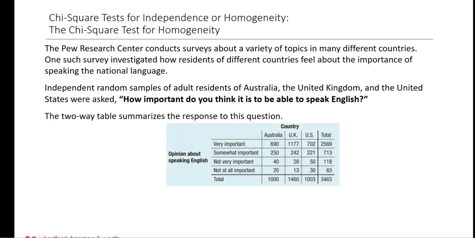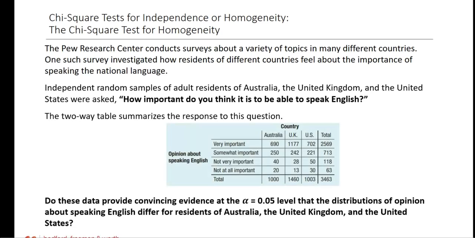So there's the two-way data. Do these data provide convincing evidence that speaking English differ for residents of Australia, United Kingdom, and United States? So differ, there again, that word differ or different. So this is definitely a test for homogeneity. The procedure is largely the same as independence here.